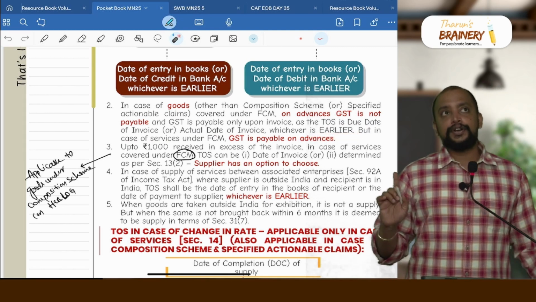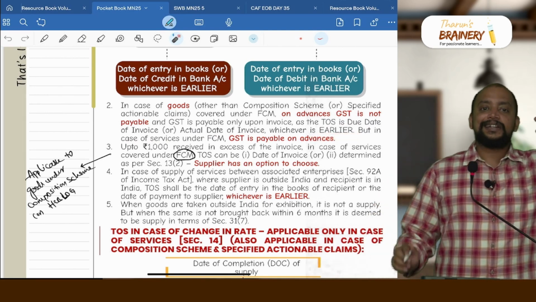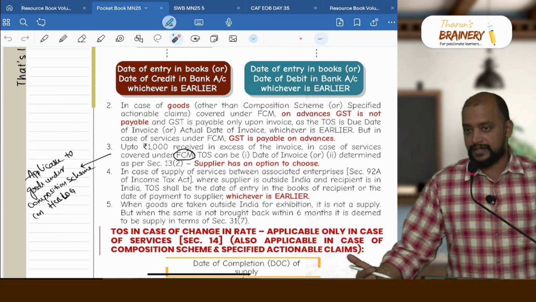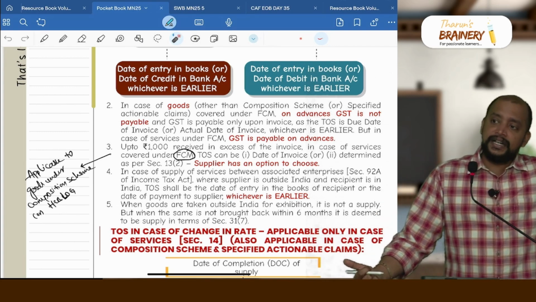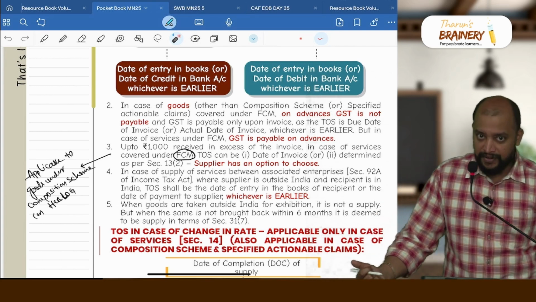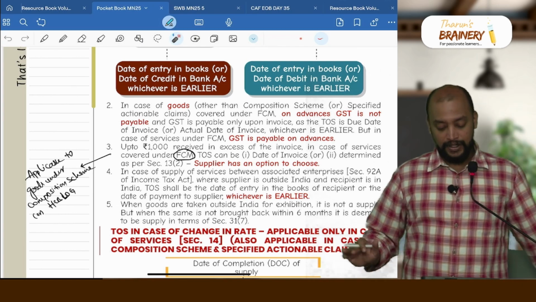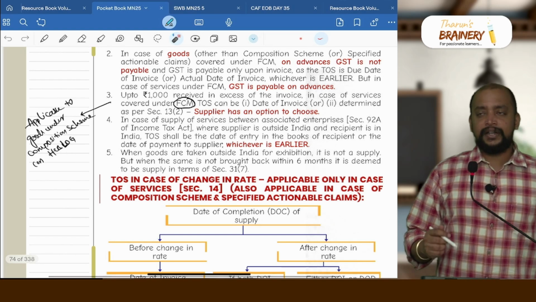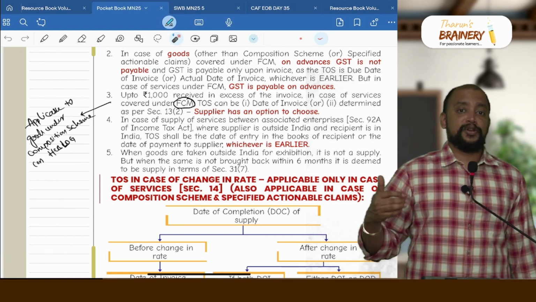So due to that reason, you need to remember for goods only one point: other than specified actionable claims and composition scheme, GST is not payable on advances. But for specified actionable claims and composition scheme, GST is payable on advances. For services, GST is always payable on advances. Then there is one point, that is up to 1000 rupees received in excess beyond the invoice.